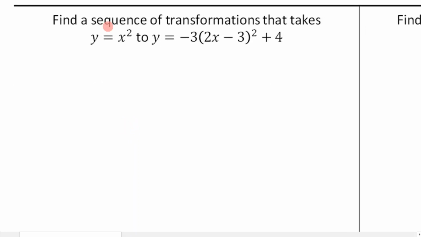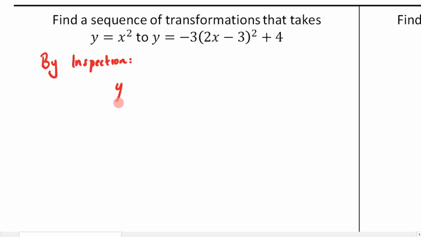It says, find a sequence of transformations that takes this to this right here. Okay, the first way we're going to do this is by inspection. So this is our first way of doing it. Now, when we're solving something by inspection, the first thing you always have to do is take your transformed function and factorize inside the function.